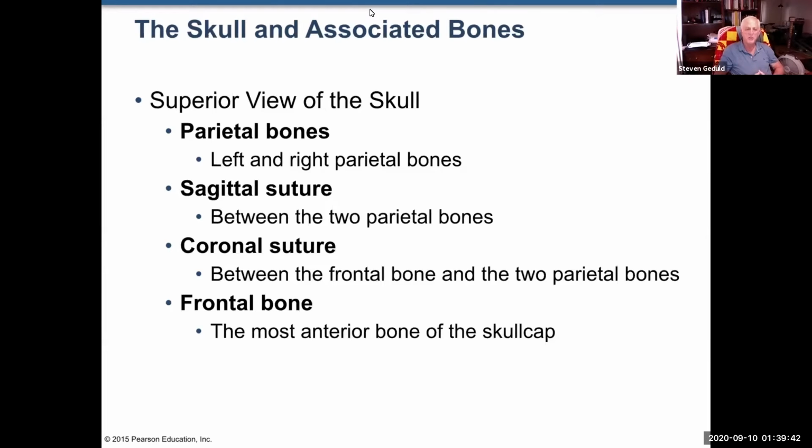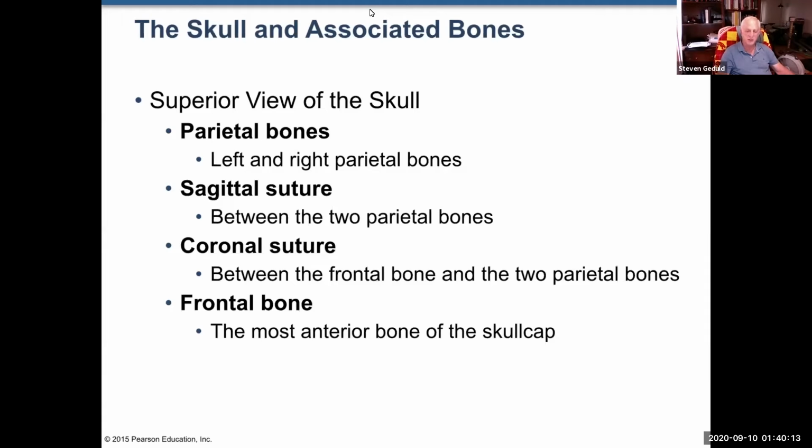We have the coronal suture. Let's look at the front of the skull now, not the back. The coronal suture is between your frontal bone and the two parietal bones. And you have the frontal bone, which is the most anterior bone of the skull. Questions on your nursing exam and on my exams would be: what's the most anterior bone of the skull? That's going to be your frontal bone. What's the most posterior bone of the skull? That's going to be your occipital bone.